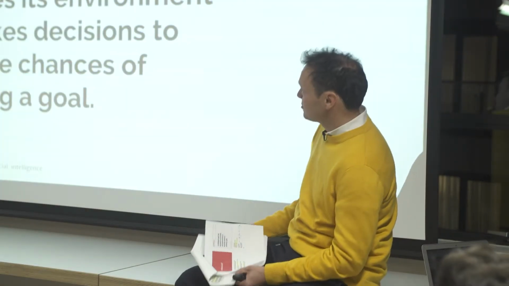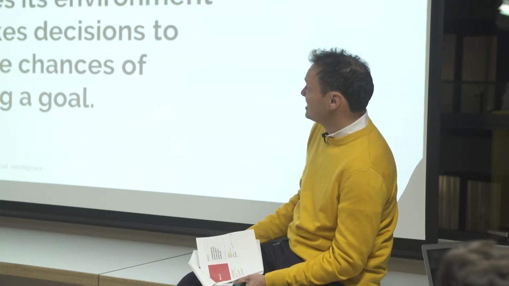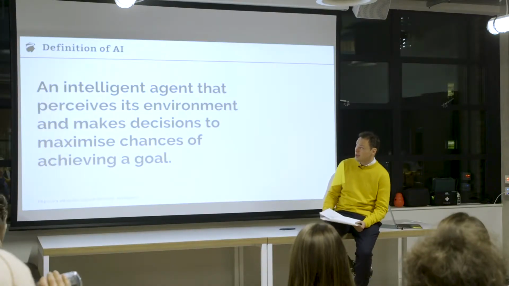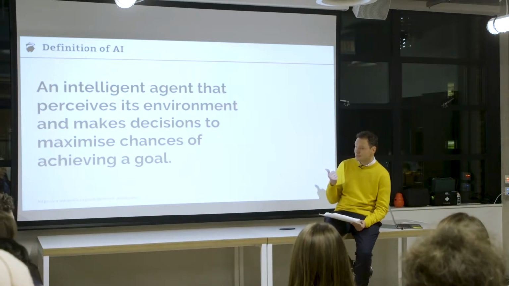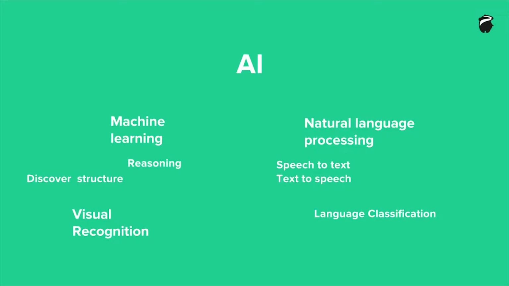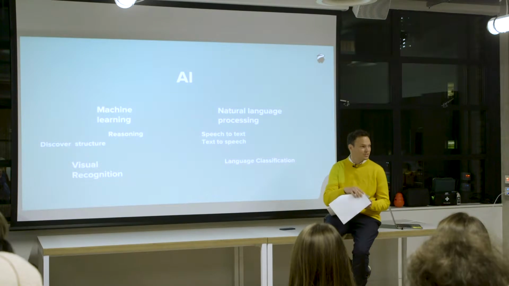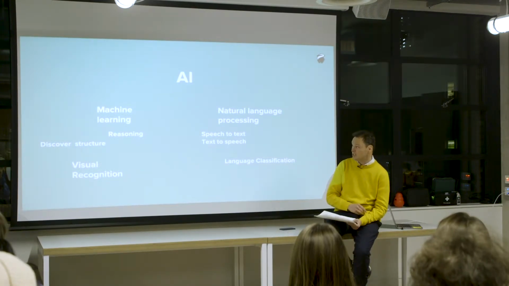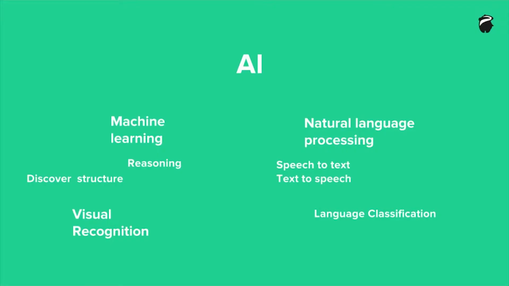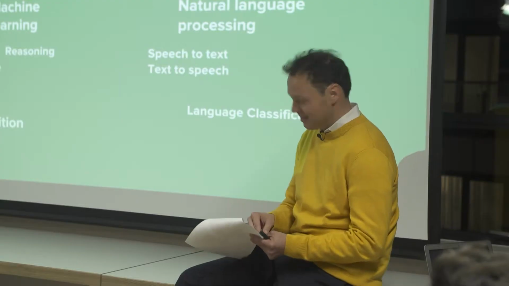A definition from Wikipedia says AI is an intelligent agent that perceives its environment and makes decisions to maximize chances of achieving a goal. What I take from that is that there are 3 stages in that. There's a perceiving mode where we sense the environment that we want to react to, a processing mode, and then an action mode. Artificial intelligence is an umbrella term. Under there are all the things you might have heard: machine learning, visual recognition, natural language processing, speech-to-text, text-to-speech, language classification, where we can read out moods in language, all these things.